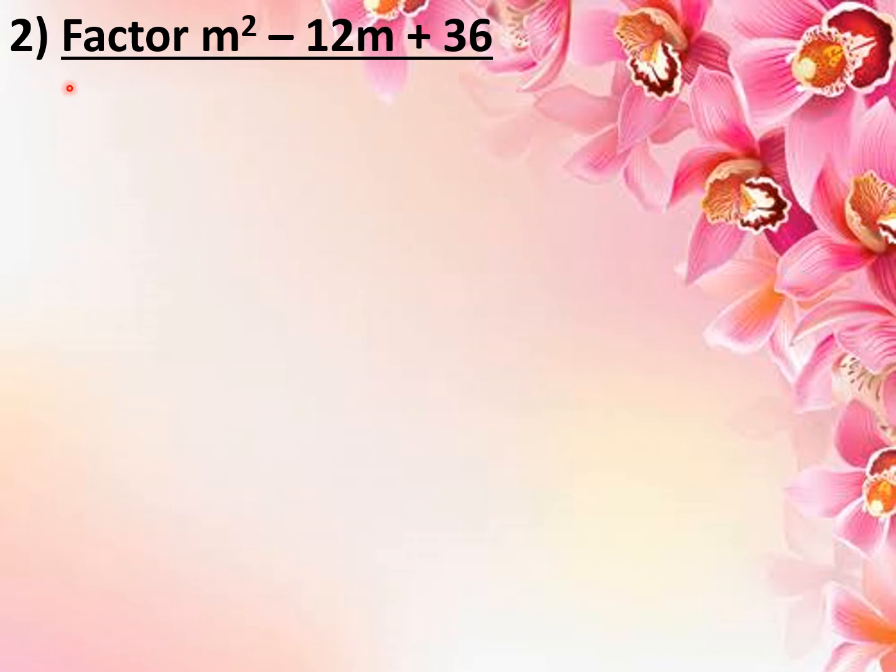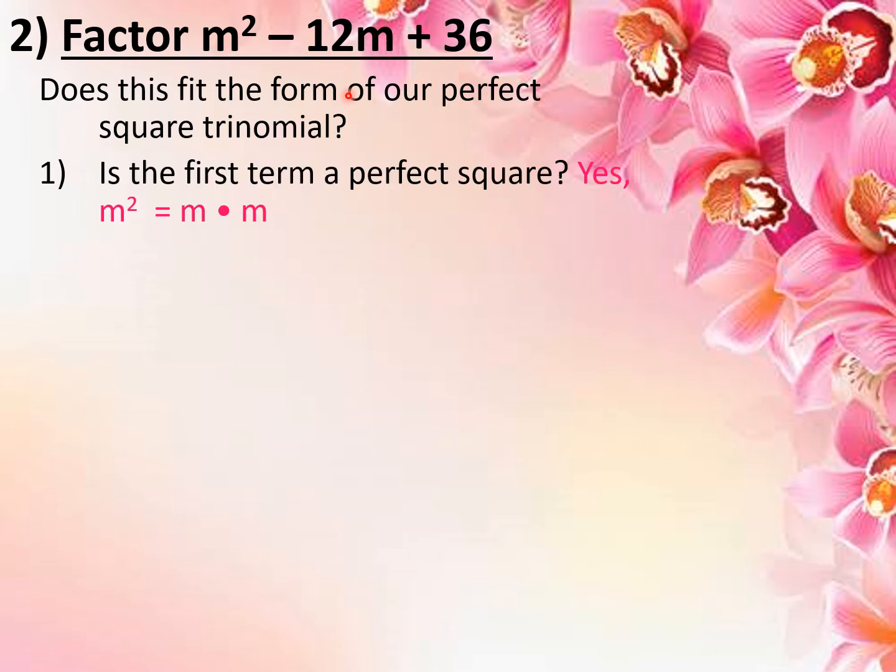Our final example, the last example, number 2, factor m squared minus 12m plus 36. Before ato siyang i-factor, we are going to determine ato siyang ila-ilahon kung perfect square trinomial ba siya. So, kung perfect square trinomial siya, dapat mo follow siya sa tulo ka condition. Ang unang condition is the first term a perfect square. So, the answer is yes. M squared is equal to m times m. Correct na ang first condition.